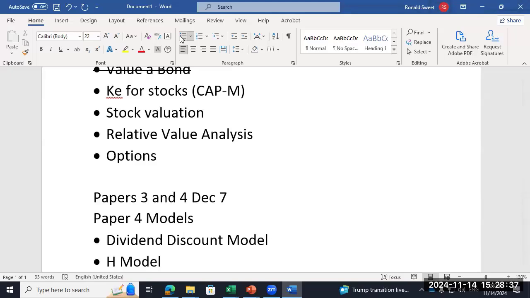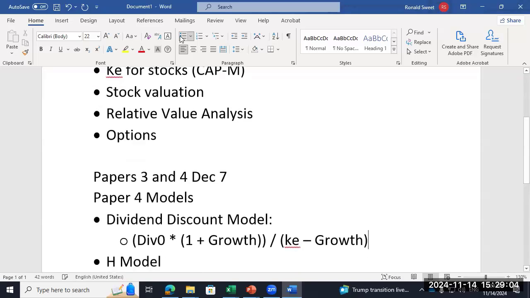The dividend discount model, you should know from memory. You should have this one. Every finance major knows this formula, but I'll remind you just in case. It's dividend 0 times 1 plus your growth rate, divided by your KE minus your growth rate.